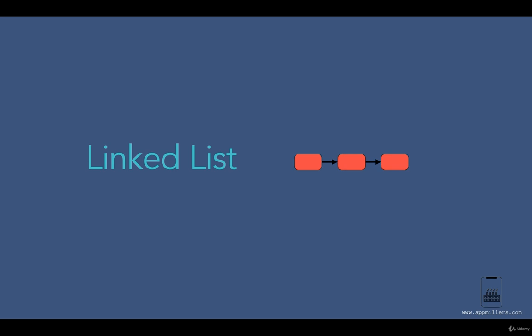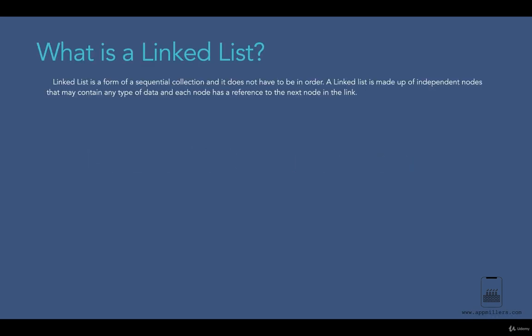Now in the very first lecture of this section, we will look at what is a linked list. By definition, a linked list is a form of a sequential collection and it does not have to be in order. A linked list is made up of independent nodes that may contain any type of data, and each node has a reference to the next node in the link.